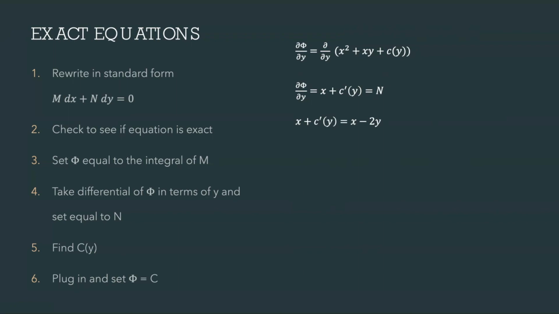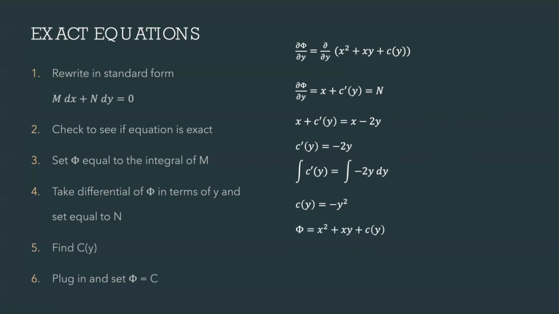So setting the differential of phi and n together would give x plus c prime of y equal to x minus 2y. Now we have to get c prime of y, and all I did was subtract the x's out, and we're left with c prime of y is equal to negative 2y. To find c of y and not the prime, we have to integrate it. So taking the integral of both sides, we will get c of y is equal to negative y squared.